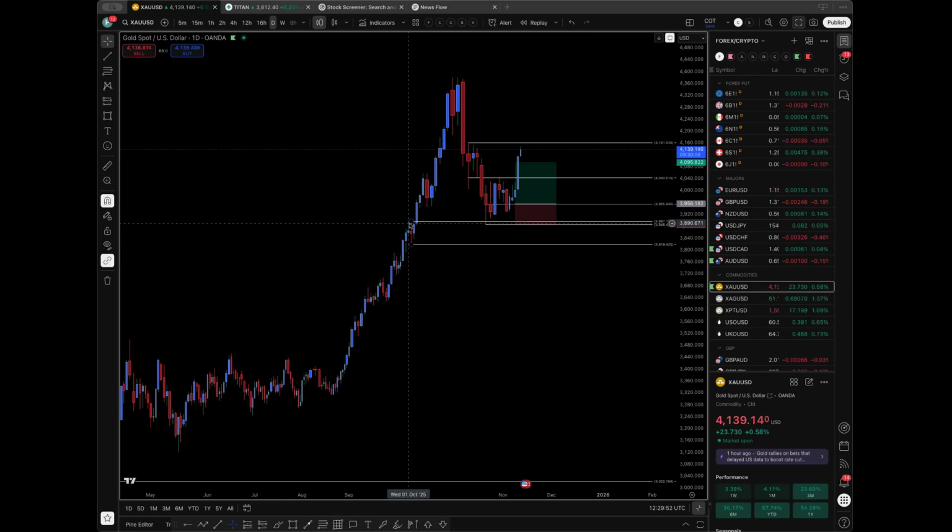So this is a nice rally base and then a rally out. Very nice demand area. I had this demand area as well, but then I did not consider this. So I'll tell you why I did not consider this demand area.